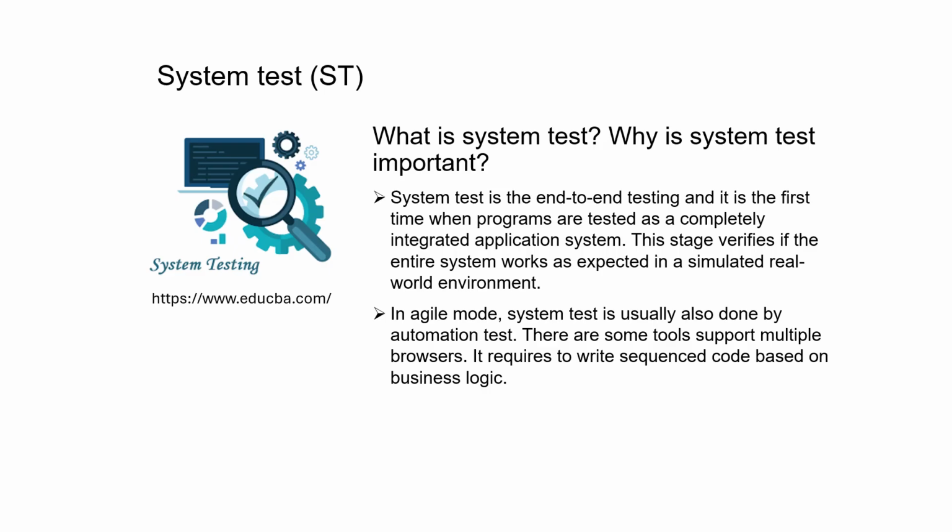In Agile model, system test is usually also done by automation test. There are some tools that can be used for automation system tests such as Selenium, Cypress, and so on, and generate test reports. These tools support multiple browsers and programming languages such as Java, Python, and so on. It requires writing testing code based on business logic.